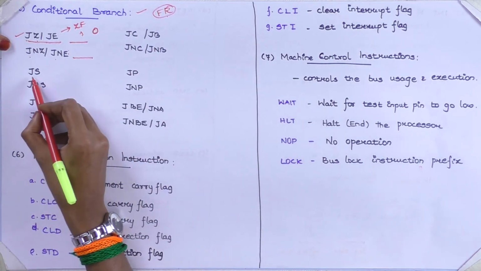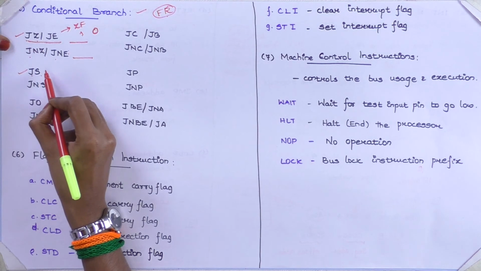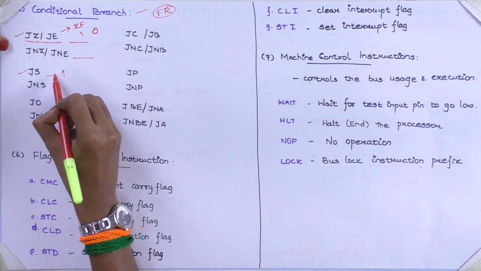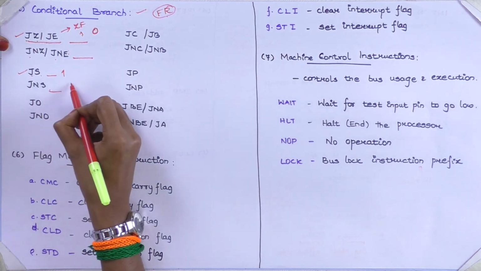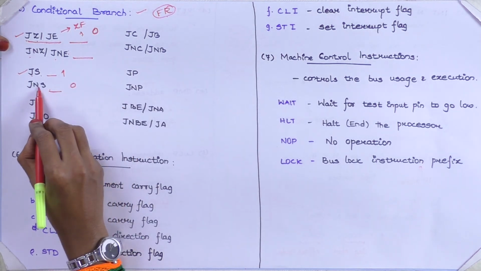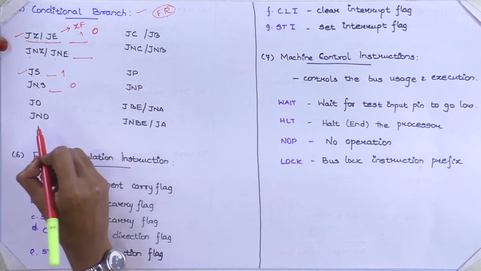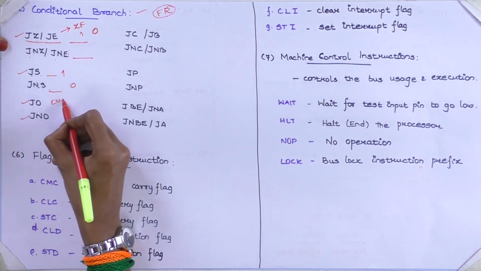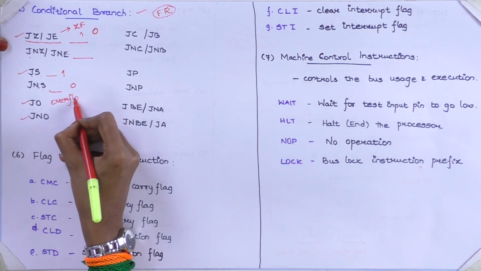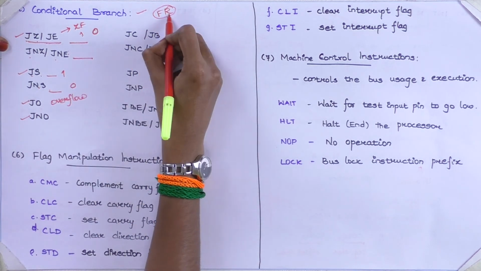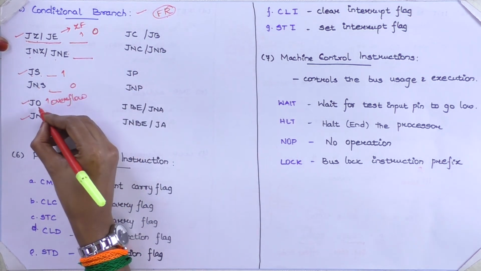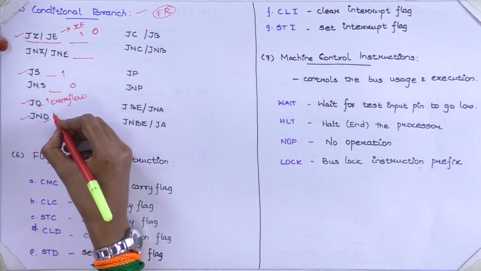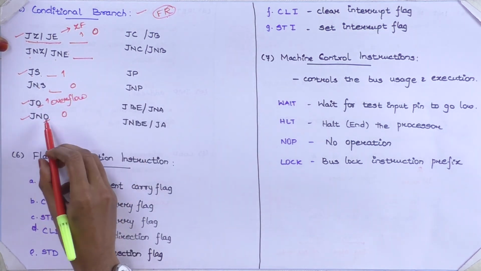Okay. So next thing is JS, jump on sign, and jump on not sign. If the sign value is 1, then only it will jump. For jump on not sign, when the sign value is 0, then only this instruction will jump. Next is jump on overflow, jump on not overflow. This will check the overflow bit of the flag register. If it is 1, then this instruction will execute. Jump on not overflow will be executed only when the overflow bit is 0.